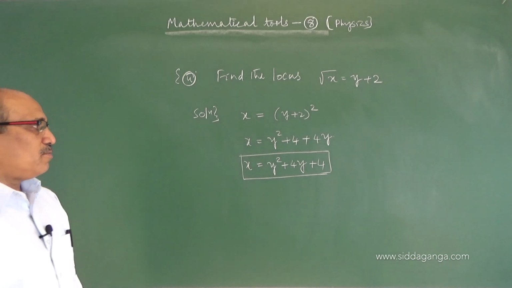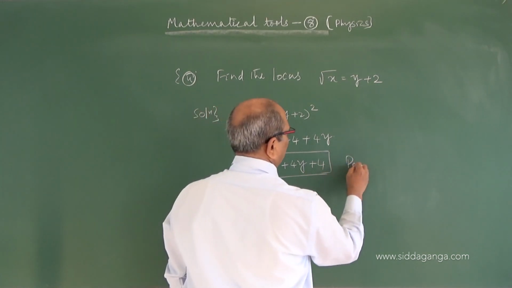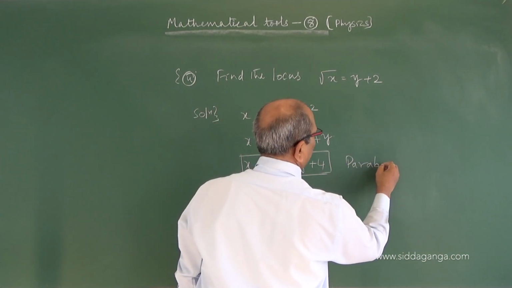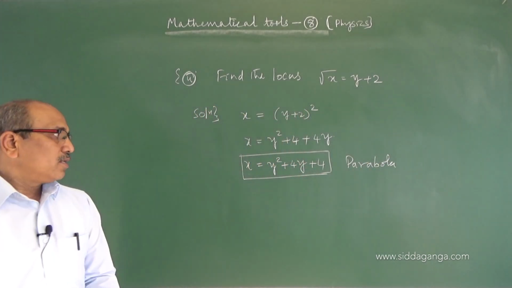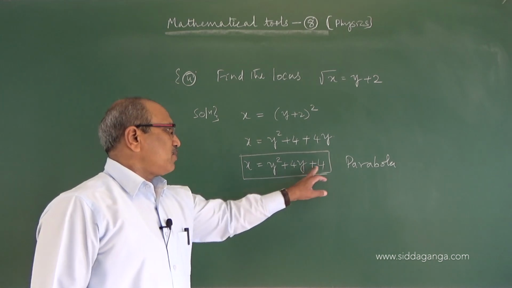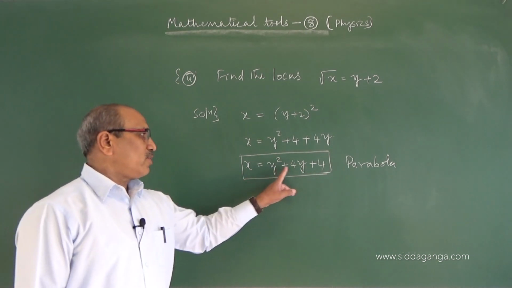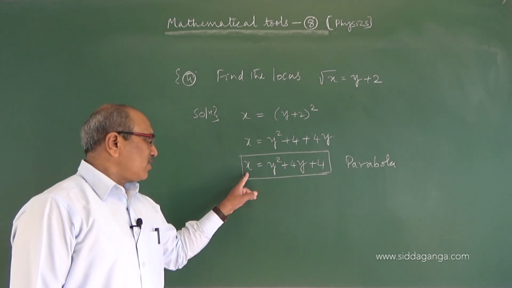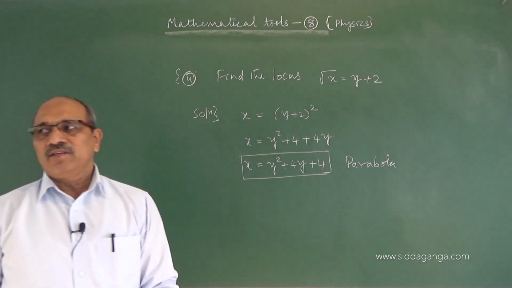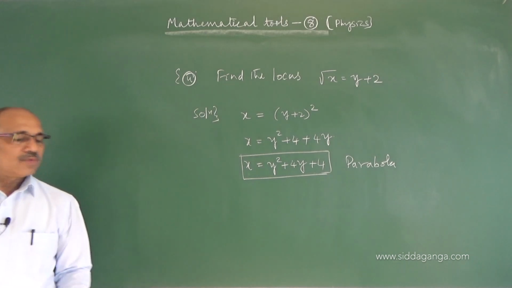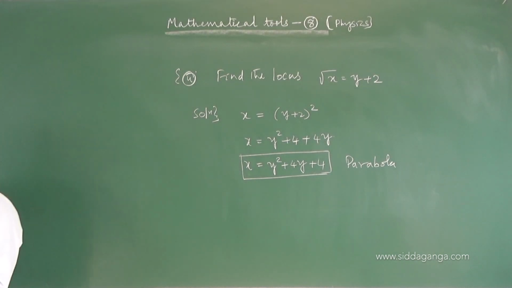So it is nothing but a parabola equation in terms of x. Here y is varying with x. Y is equal to x square plus bx plus c. Here x is equal to ay square plus by plus c is a parabola. So note down. Next, let us see another one.